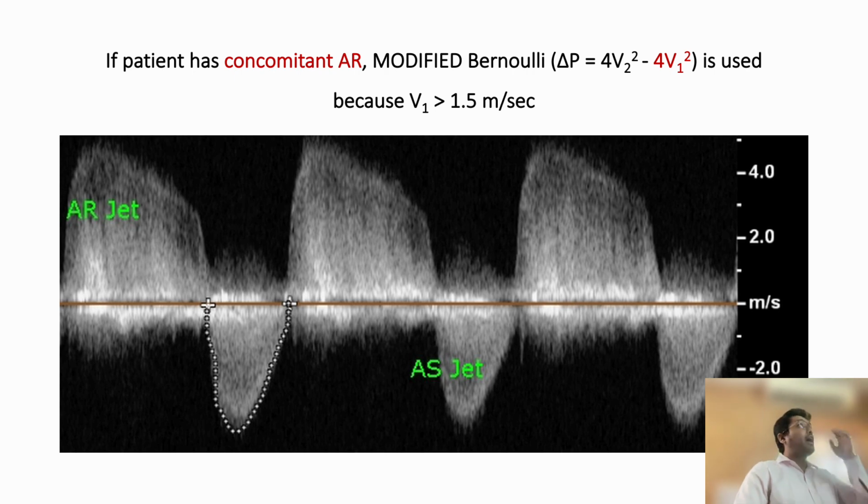Another thing to mention is that we use the simplified Bernoulli's. There are three types of Bernoulli's: the original Bernoulli's equation, the modified Bernoulli where we consider 4 V1 square, and the simplified Bernoulli where we ignore this V1. But if the patient has concomitant AR, the modified Bernoulli has to be taken, because here V1 is more than 1.5 meters per second, since there is an increased amount of blood going through the LVOT during systole as well.